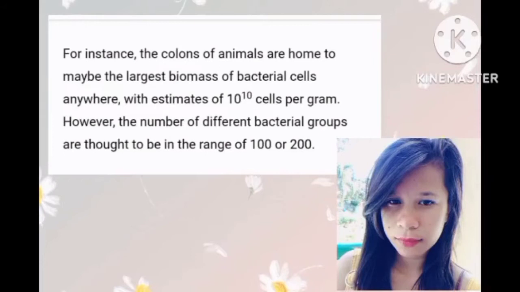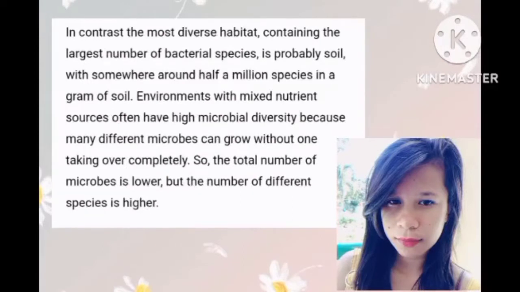For instance, the colonies of animals are home to maybe the largest biomass of bacterial cells anywhere, with estimates of 10 cells per gram. However, the number of different bacterial groups is thought to be in the range of 100 or 200. In contrast, the most diverse habitat containing the largest number of bacterial species is probably soil, with somewhere around 500,000 species in a gram of soil.